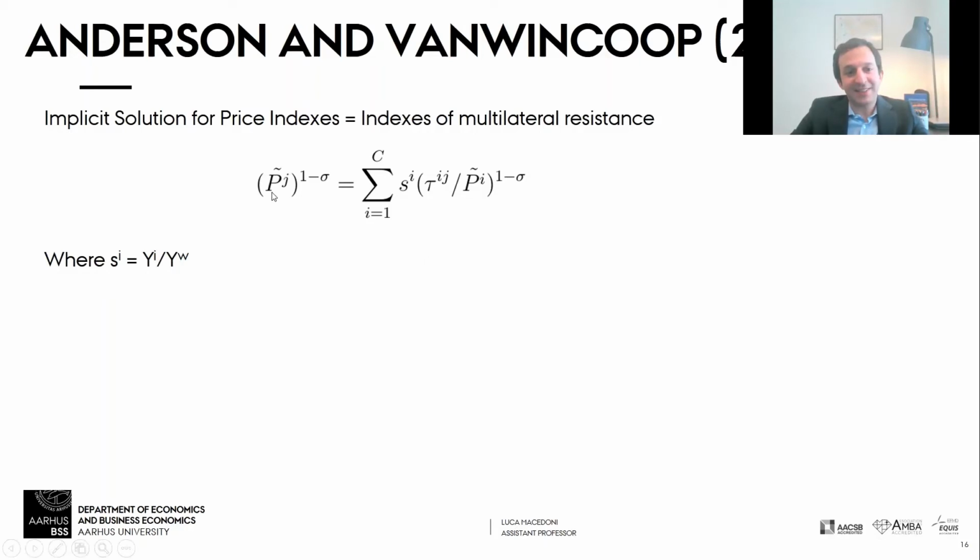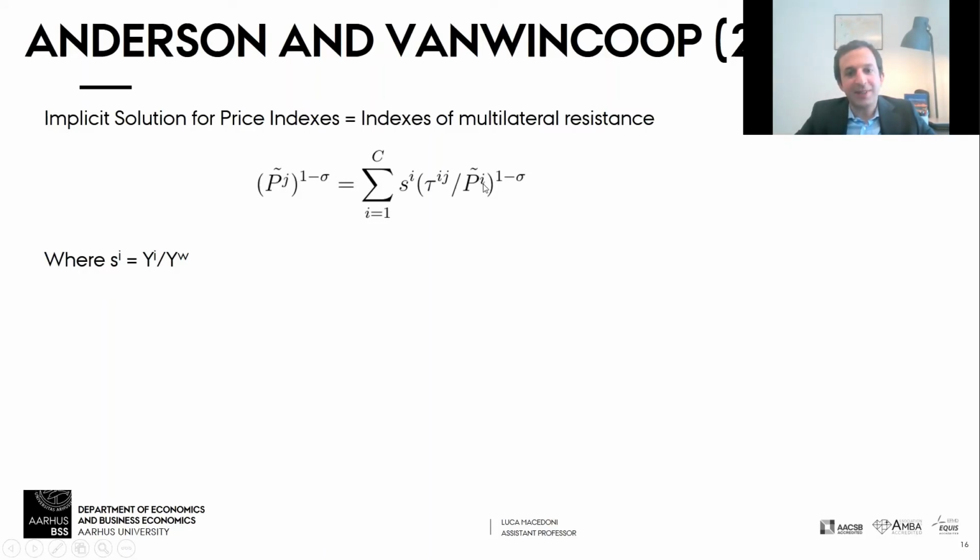Then this price index in country J also depends obviously on all the iceberg trade costs. Why is that? Well, because if you import goods from Sweden, given that the price of an exported good from Sweden to Denmark depends on the iceberg trade cost, the higher the iceberg trade cost, the higher the price that you need to pay. So you see the tau is sort of proportional to that P_J.